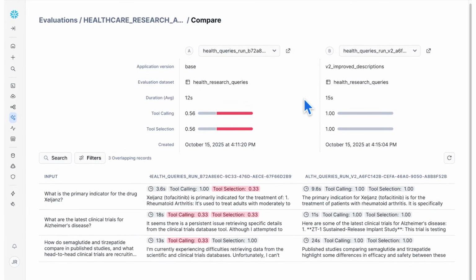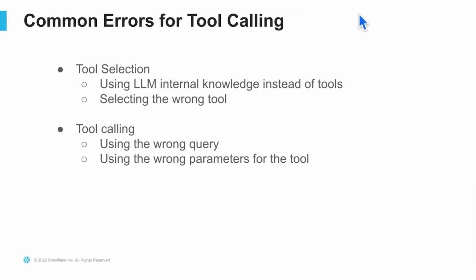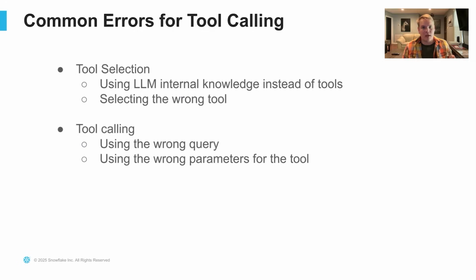Now that we've run through the demo and improved our agent's effectiveness to use tools and answer questions, let's go back to build this into some takeaways that you can really use when you're building your own agents. So we saw some common errors for tool calling. We often see issues with tool selection where the LLM uses internal knowledge instead of tools when it should. And we can even sometimes see issues where the agent selects the wrong tool.